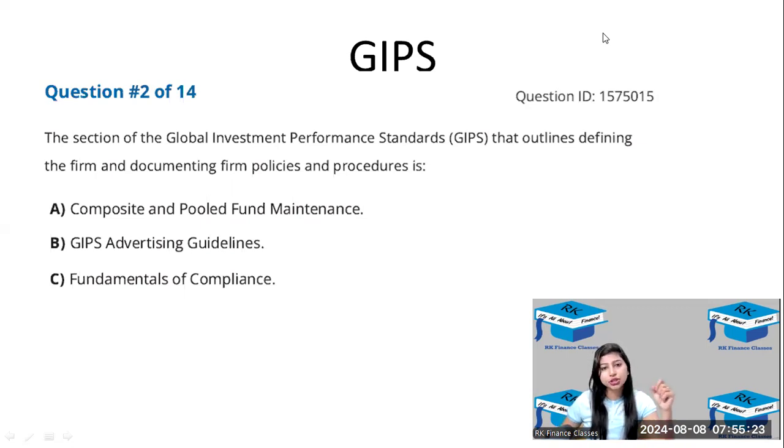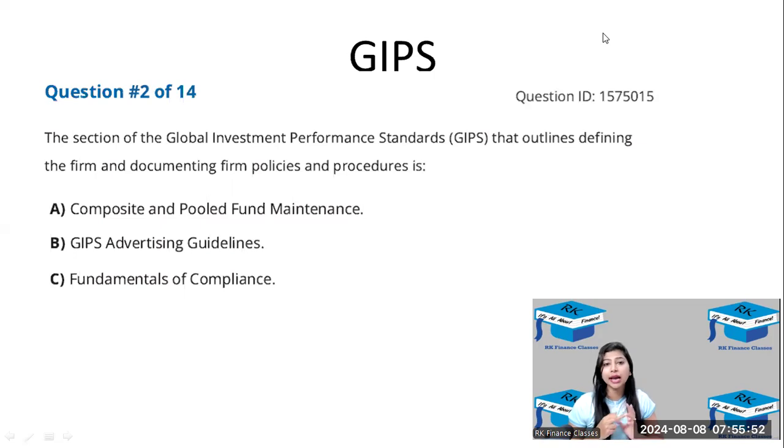And the second section was about the input data. So input data, garbage in, garbage out. So input data should be consistent. Those are the 8 sections of the GIPS. So let's recollect all those sections once again. So first is about the fundamentals of compliance, which talks about the guidelines and defining a firm. Second is about the input data, which says input data should be consistent.